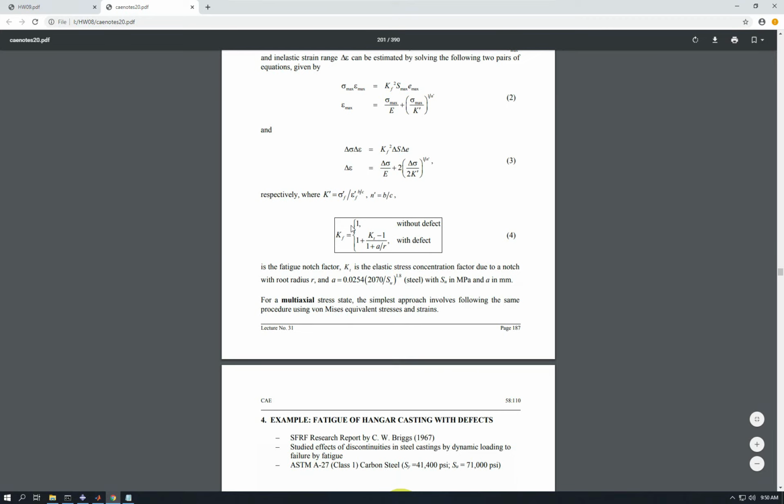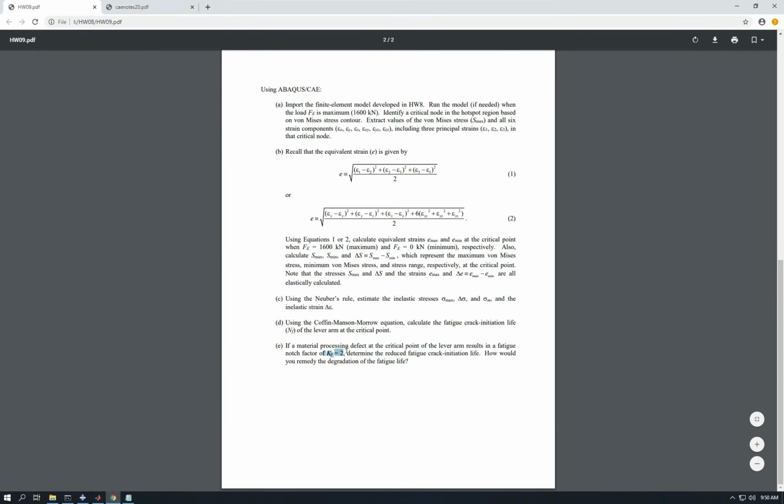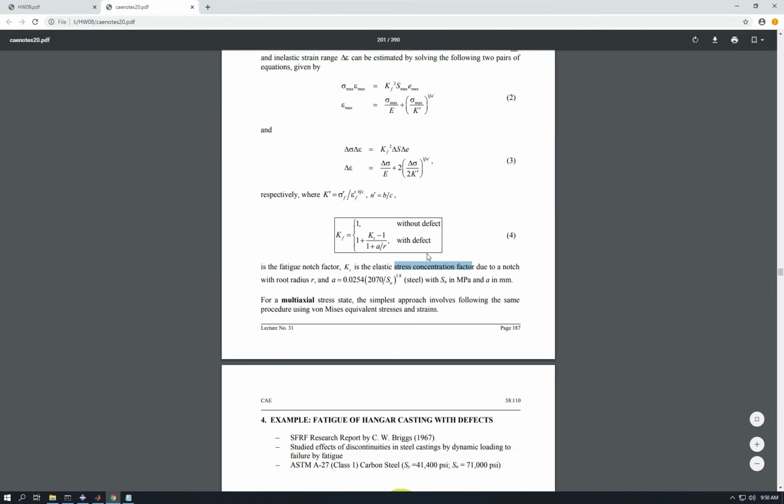Here you have this KF, which means notch factor, and this is calculated based on stress concentration factor, KT. In your problem, you just directly have the notch factor, so you don't need to worry about having KT. You just already have the KF and put it here and do your calculations.